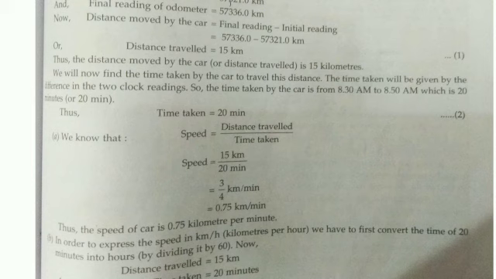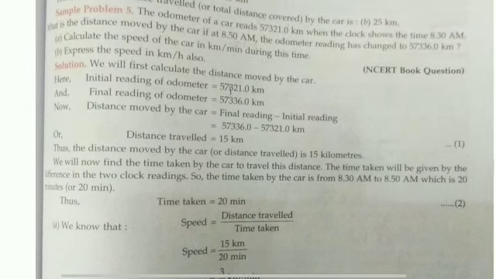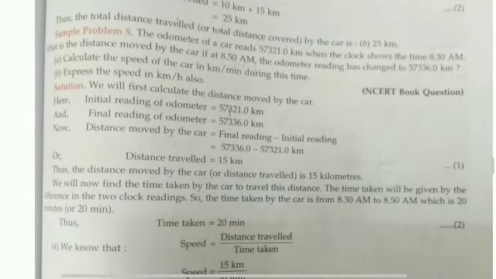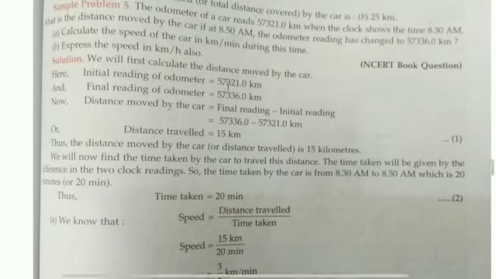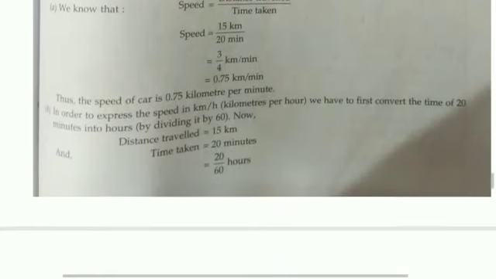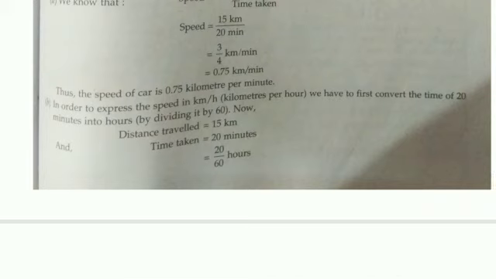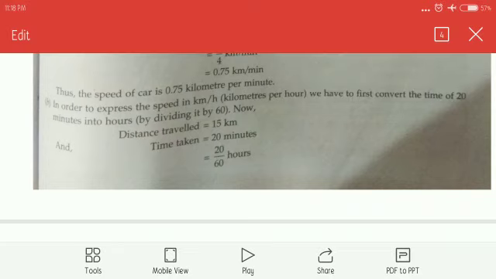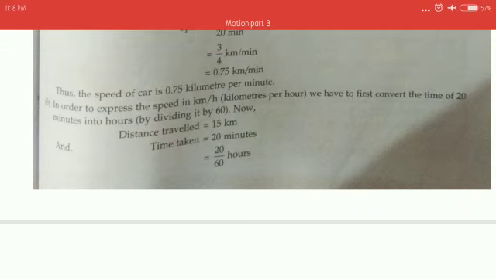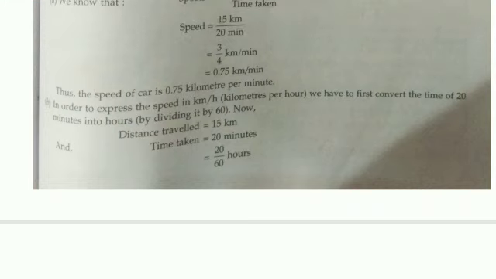One answer we got it. Second, we have to express in kilometer per hour. Okay. Now, in order to express the speed in kilometer per hour, first you have to change 20 minutes into hour.